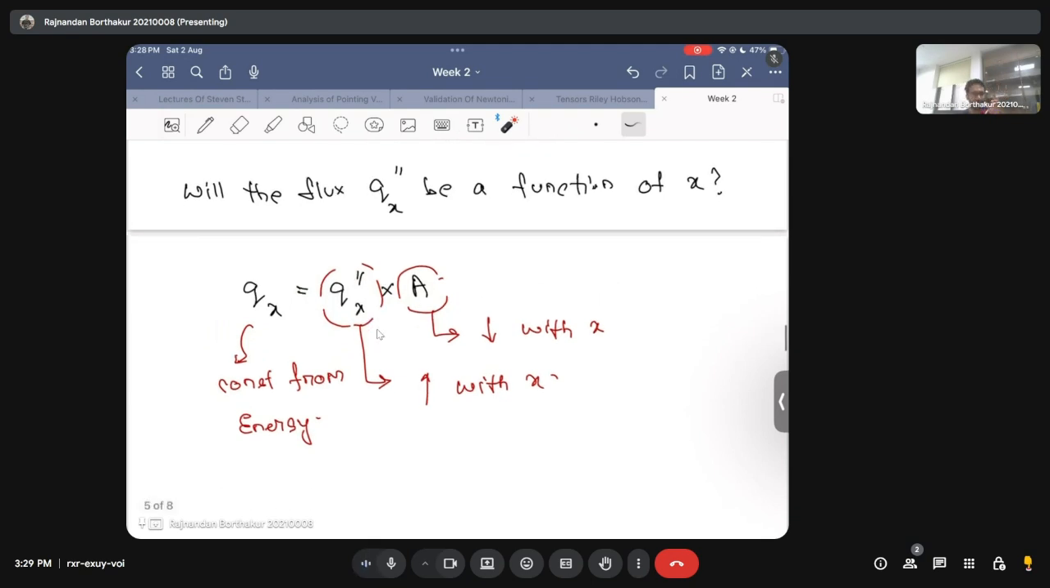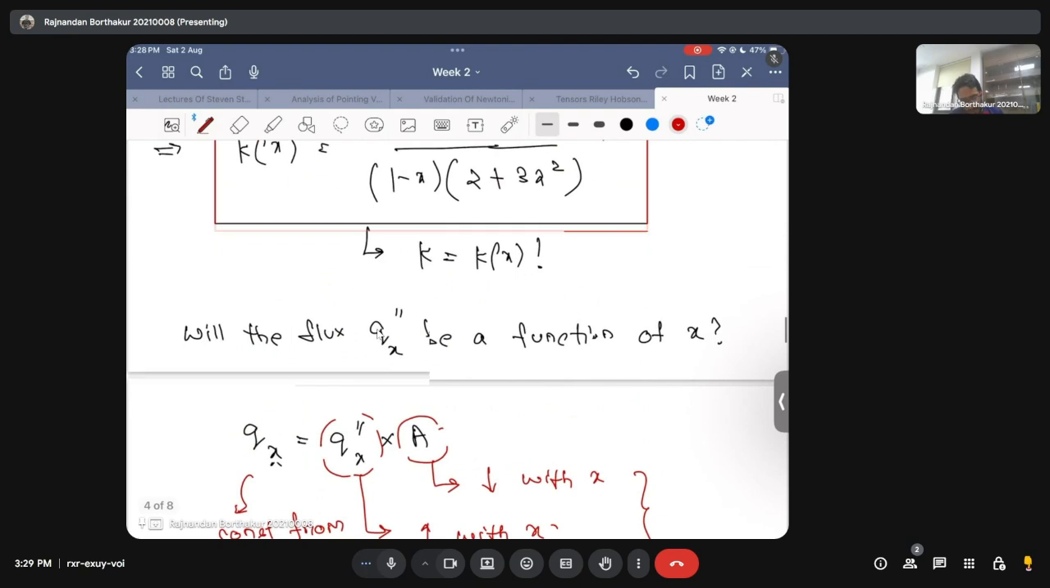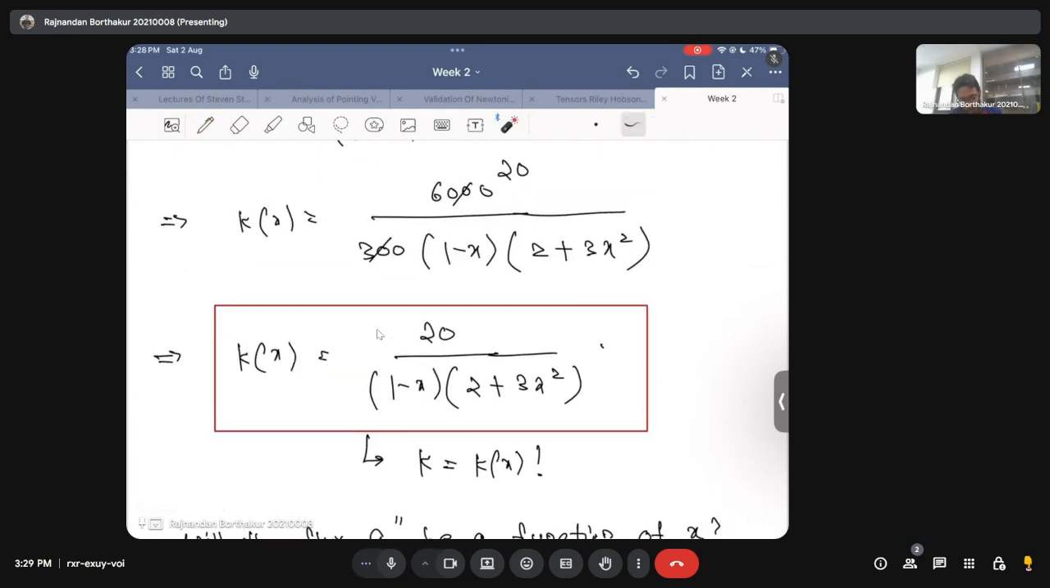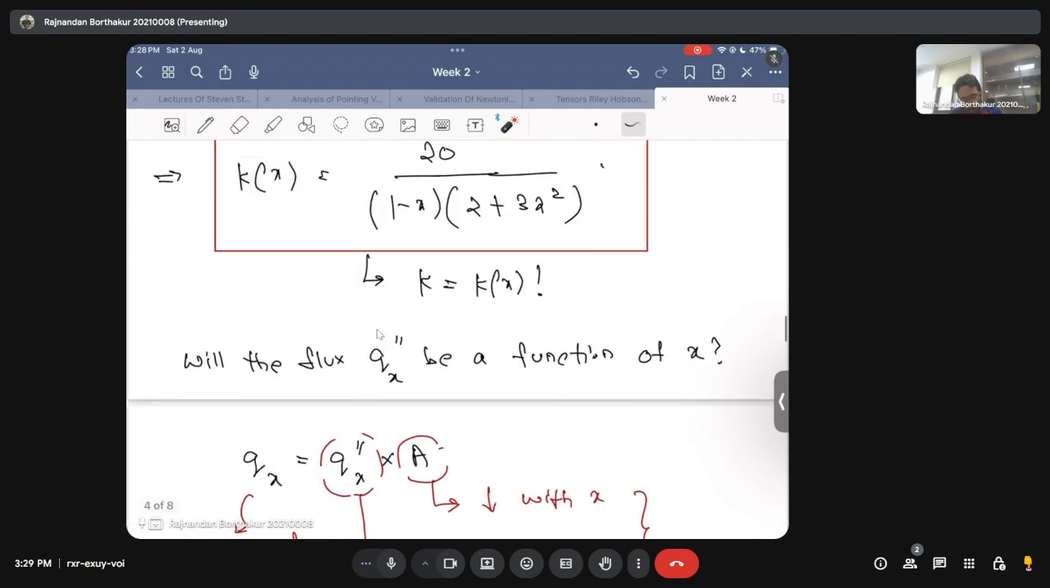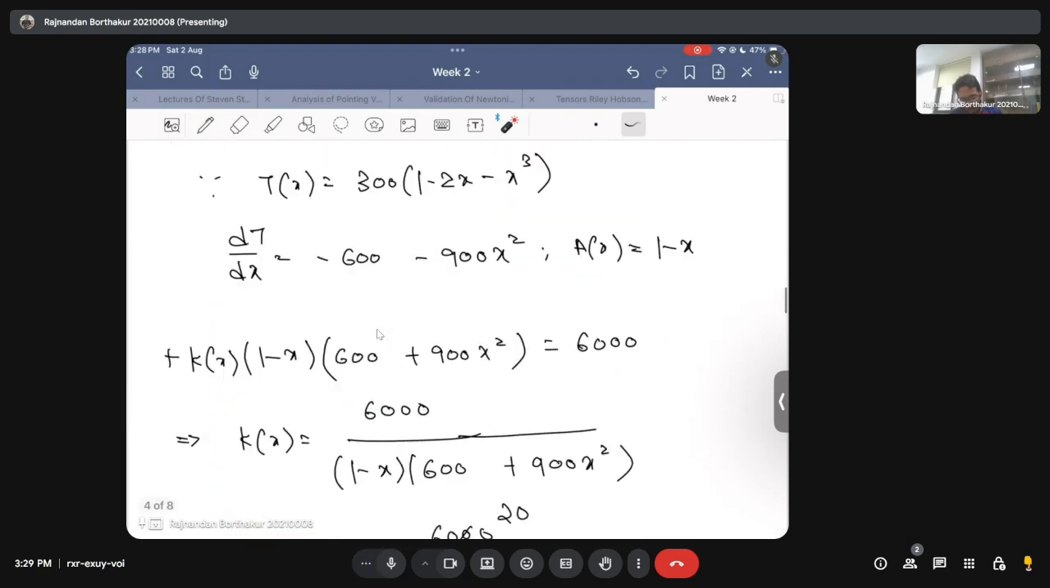Okay, and that is typically the reason why from Fourier's law you can conclude that your thermal conductivity is a function of x. So that's one of the observations that we can draw from this exercise. Okay, I hope you understood this. But as per the question, we just need to calculate this thermal conductivity. But this is just a reflection of what we saw in this problem. Okay. All right.